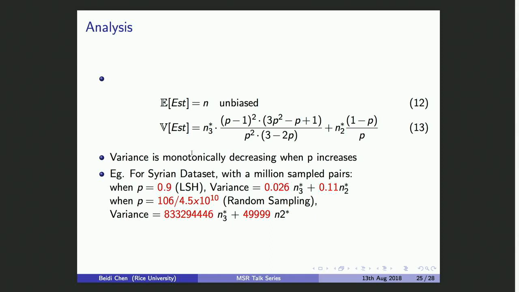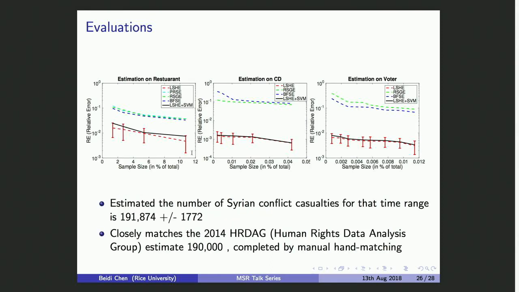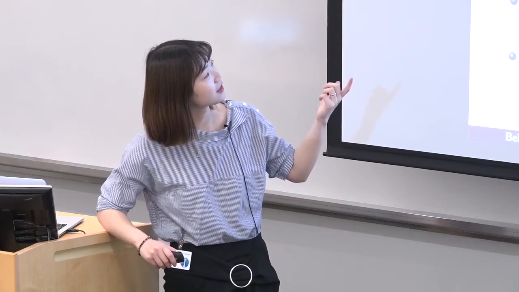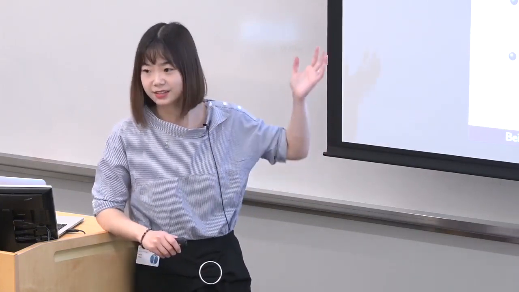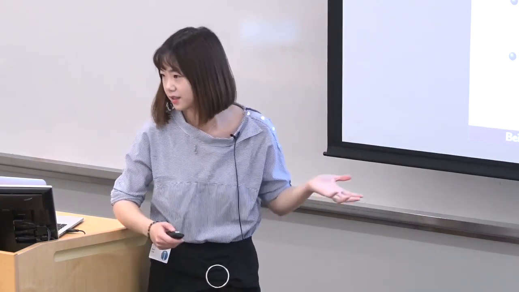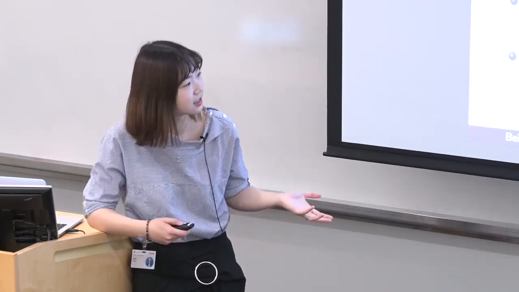Okay. Yeah, you will produce an unbiased estimator, and the variance will be very low compared to the random sampling method. And there are some results on the data sets. The green lines and the blue lines are random sampling based methods, and the red lines and black lines are the LSH-based sampling method. It's magnitudes better for estimating the unique entities in near-duplicate data sets.